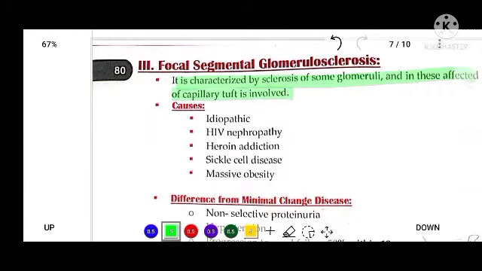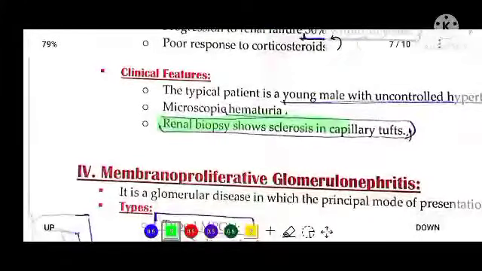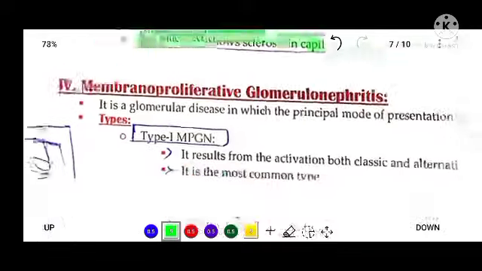Focal segmental glomerulosclerosis is characterized by sclerosing of the glomeruli and capillary tuft. Causes are idiopathic, HIV nephropathy, heroin addiction, sickle cell disease, and massive obesity. Clinical features appear in young patients, with uncontrolled hypertension and microscopic hematuria, and renal biopsy shows sclerosis of the capillary tuft. So in this way, nephrotic syndrome presents.